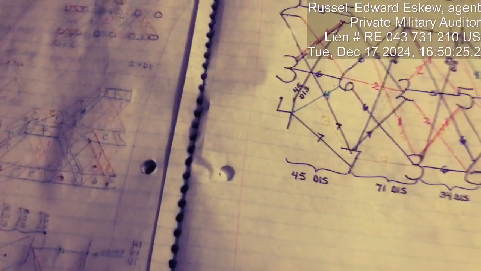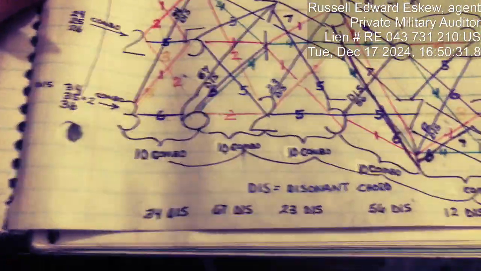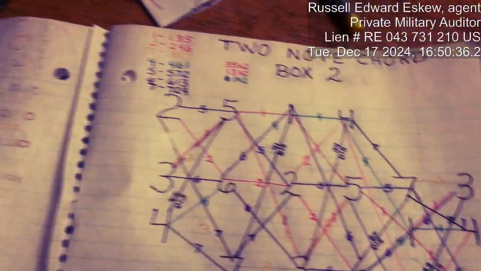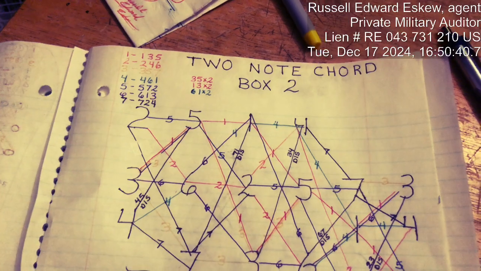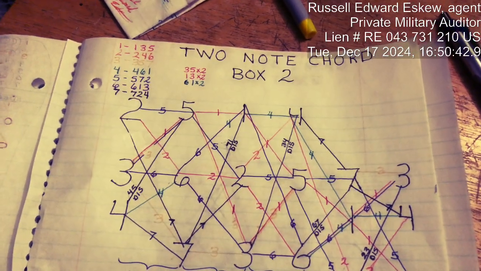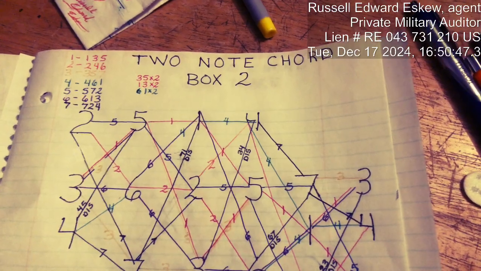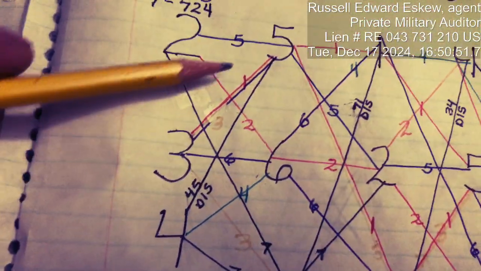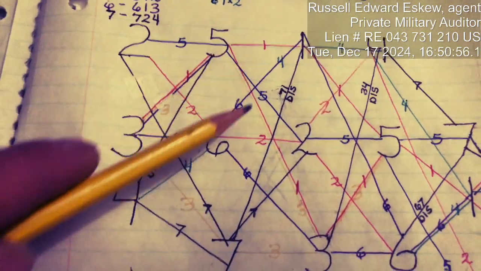Now, box 1, each string relationship has 10 combinations each on box 1. Box 2, each string relationship also has 10 each. Just so happens there's 2 in the first relationship between the 6th string and the 5th string. Relationship between the 5th string and the 4th string.